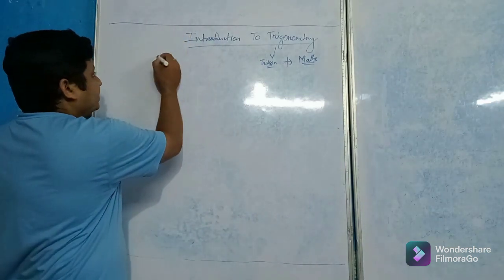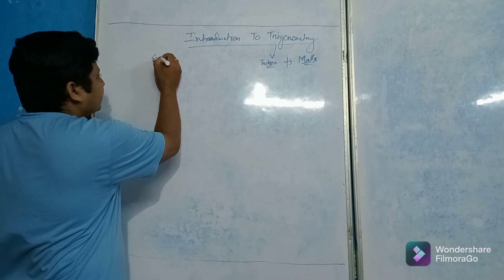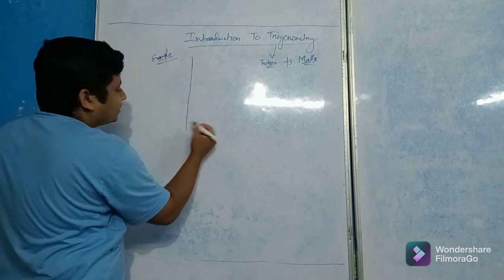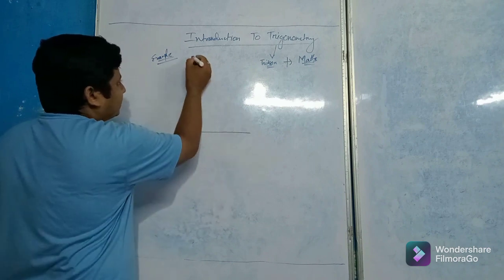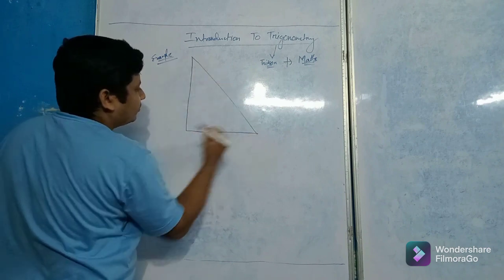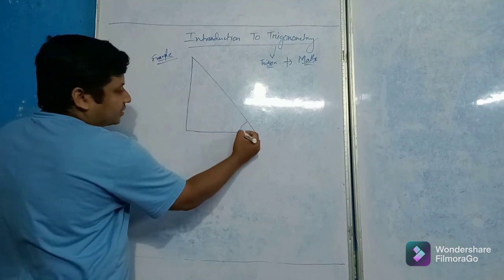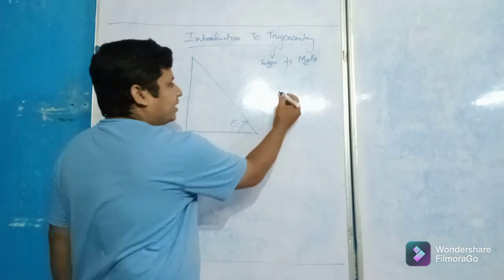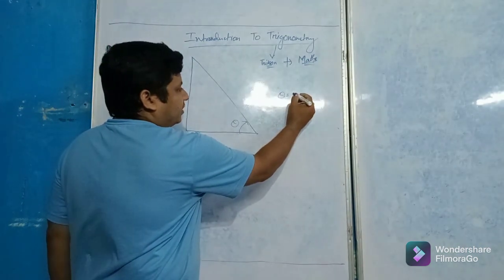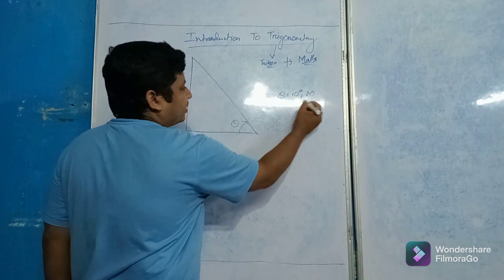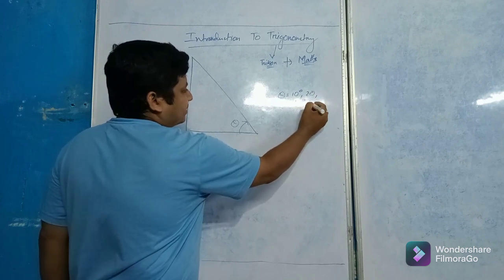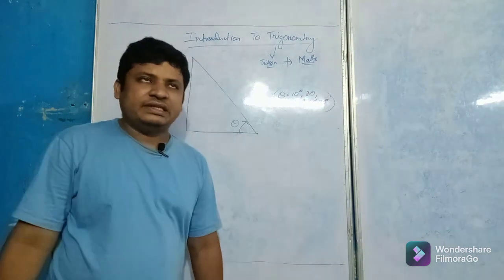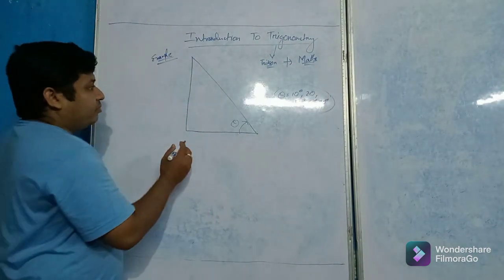Now suppose an example I am giving. Let us take an example. It is a triangle. Now suppose this angle is theta. Theta means any angle it can be. Theta can be 10 degree, 20 degree, 45 degree, 60 degree, 90 degree. It can be anything. So it is a variable. Theta is a variable.